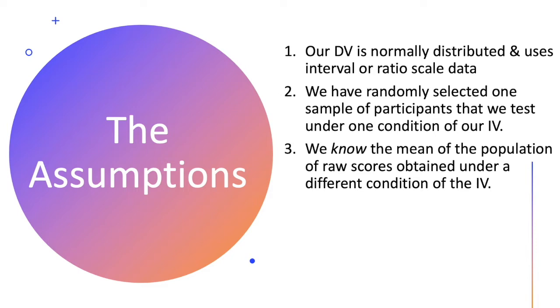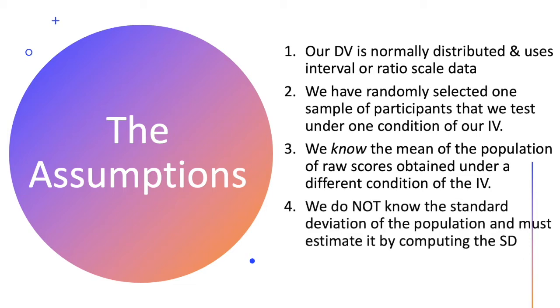And the other thing is, and this is almost kind of an anti-assumption, this next assumption makes a juxtaposition between the t-test and the z-test. The t-test allows us to estimate the standard deviation of the population. We can do that based on the sample. If we don't have the actual standard deviation of the population, we can estimate it. So this is an advantage over the z-test.